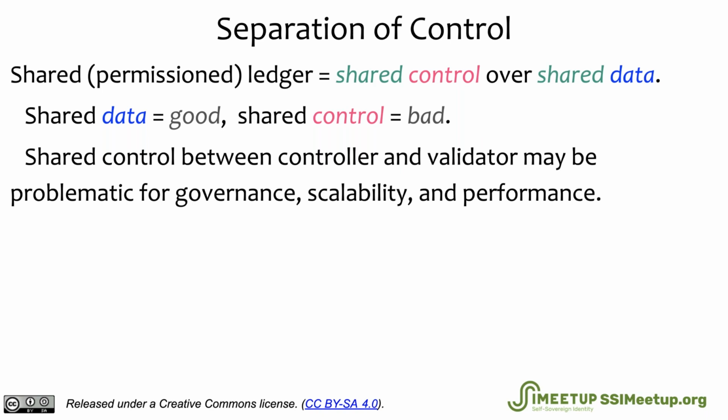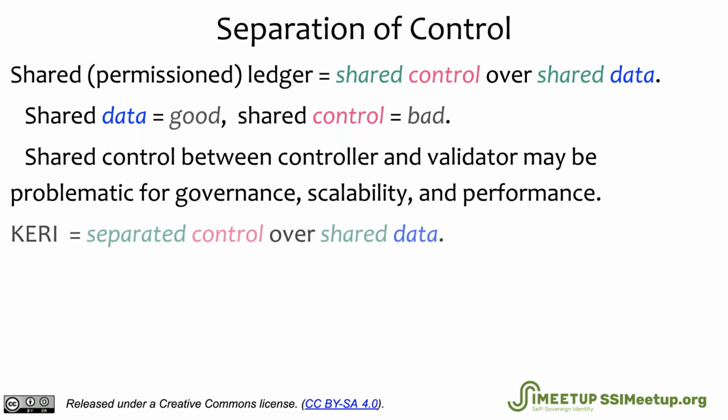So shared control between controller and validator may be problematic because the controller and the validator may not trust each other, right? And so that introduces governance, scalability, and performance issues when I have shared control. That's what ledgers are. They're shared control over shared data. But KERI allows you to separate the control so that you can have separated control, but over shared data.